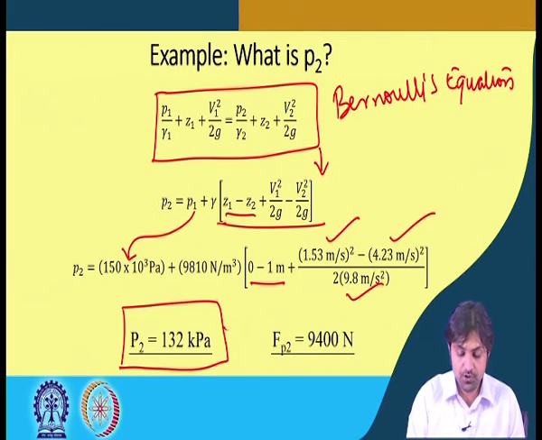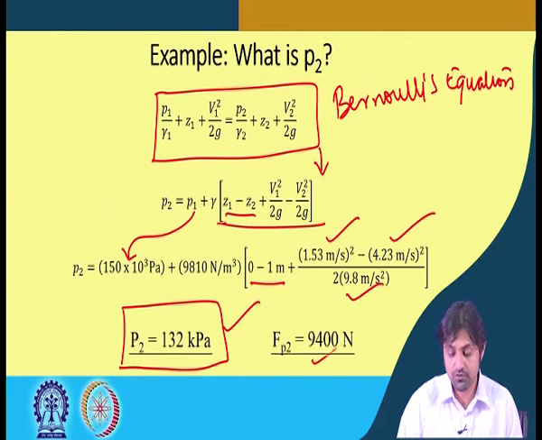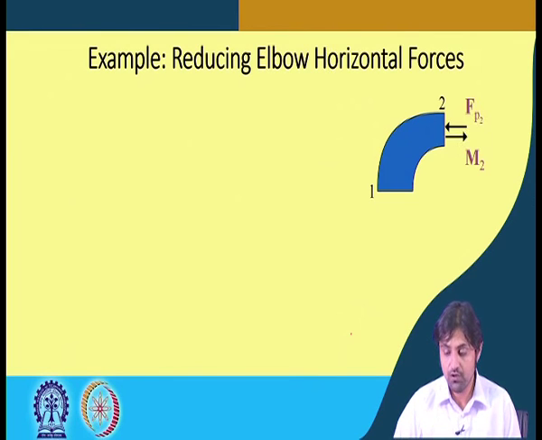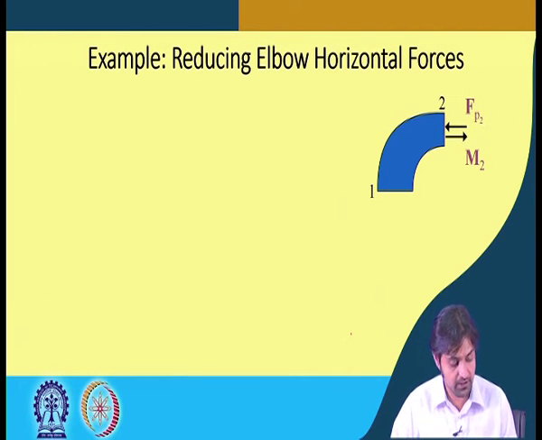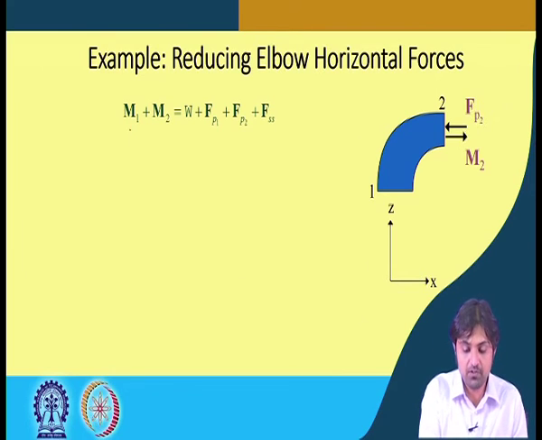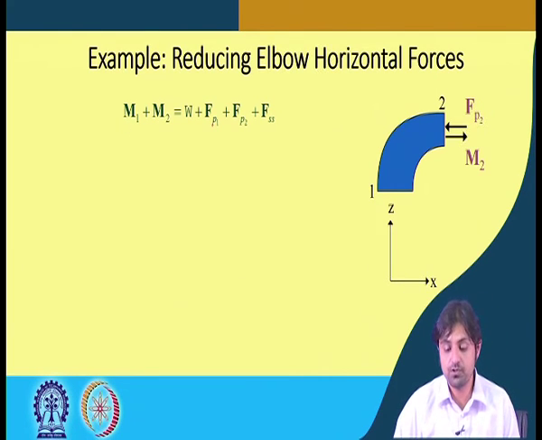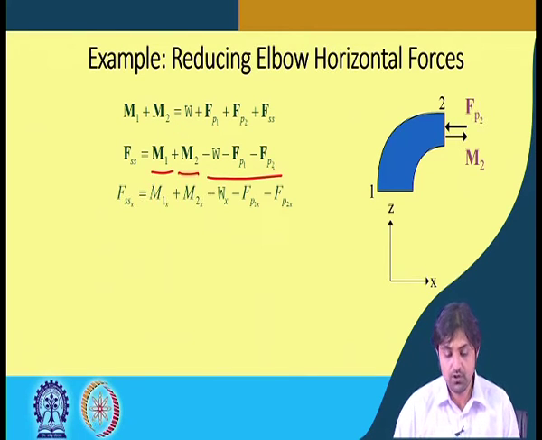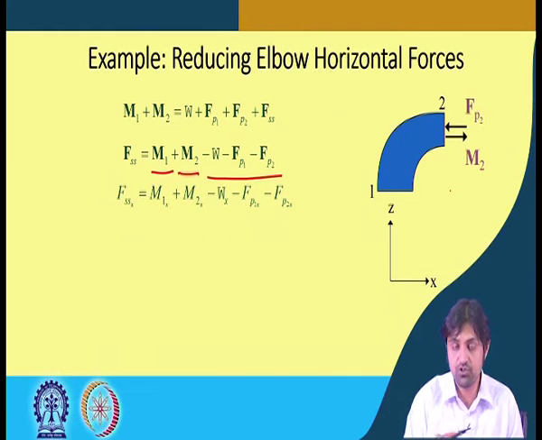Now if we know P2, we can calculate the pressure force. That will come out to be 9400 Newton. Now it's important to find the horizontal forces. What we have done so far is calculate the vertical forces. So the same: M1 plus M2 is equal to W plus Fp1 plus Fp2 plus Fss. So Fss is going to be M1 plus M2 minus W minus Fp1 minus Fp2, or Fssx in the x direction, because there are two components. It will be M1x plus M2x minus Wx minus Fp1x minus Fp2x.